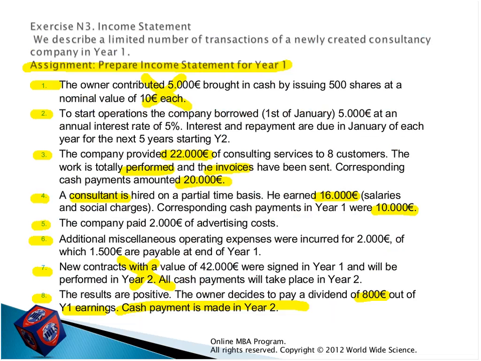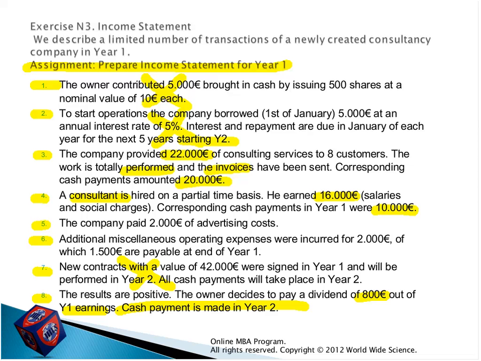Next one, the company borrowed the money, 5,000 euro, at an interest rate of 5%, right? And it must pay the interest and repayments starting from the second year. So in the first year, we are not going to pay interest and repayments, because we have just borrowed the money, and we are going to start paying in January of the second year. So as well, it won't be recognized in our income statement.